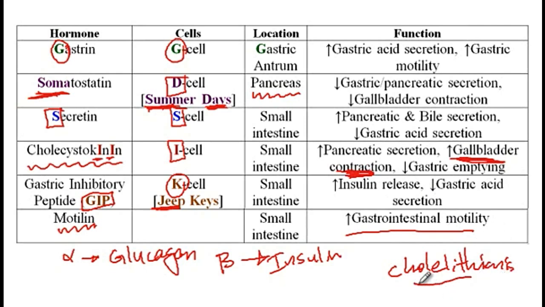So if a patient has cholelithiasis, eats a fatty food, what hormone induces the abdominal pain in these patients is the cholecystokinin, which causes the increased gallbladder contractions.